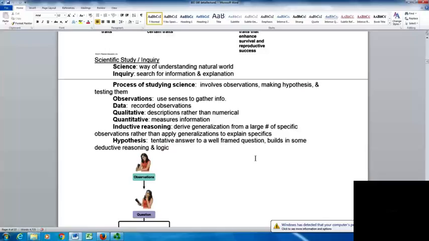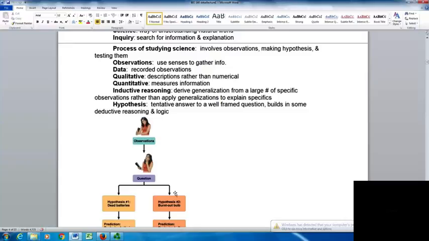Your hypothesis is the tentative answer to a well-framed question. It's going to build in some deductive reasoning and logic. So when we say a well-framed question, hypotheses are actually very well researched before they're tested. A lot of times when we tell kids about science, we say it's an educated guess. You need to be really educated on it.